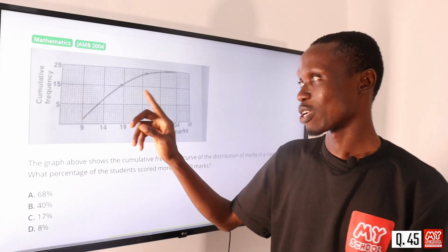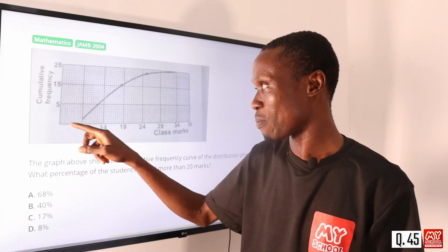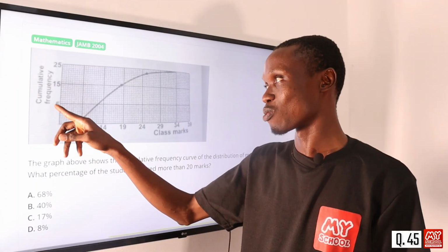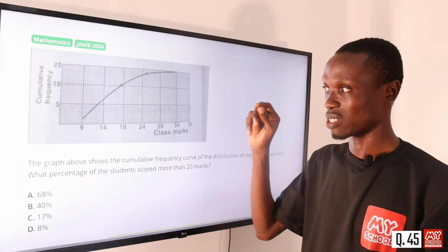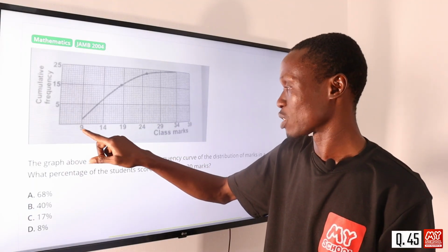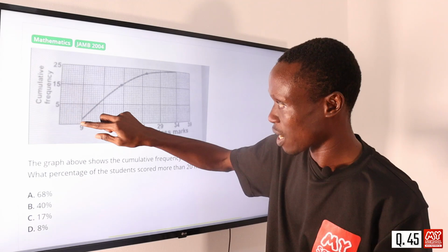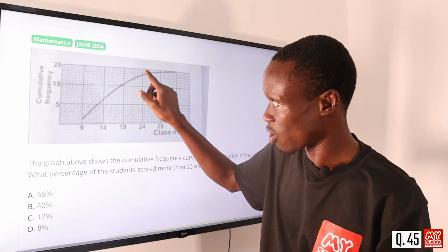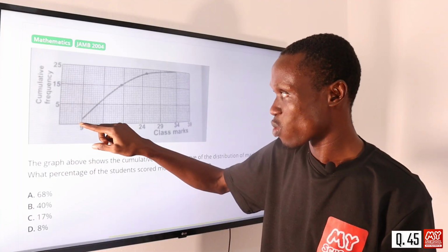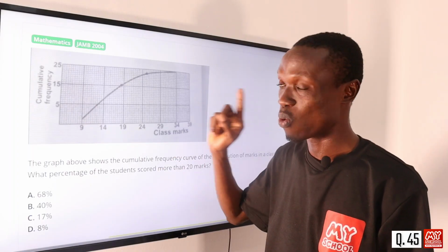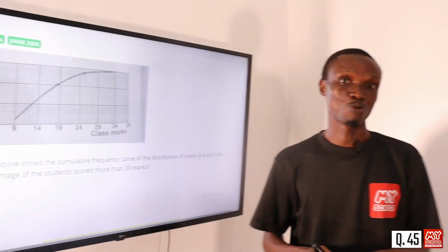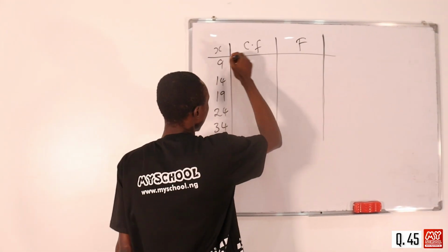If you look at the graph carefully, you'll discover that in each of these square boxes, we have 10 small boxes. From the 0 point to here is 5, meaning that each of those small boxes is 0.5. Now let's get the cumulative frequency for the class mark 9. If we count 1 to 2 boxes, this is where the curve touches the line connecting 9. So the cumulative frequency of 9 is 1. We'll move over to the board to write it down. So for 9, we write 1.